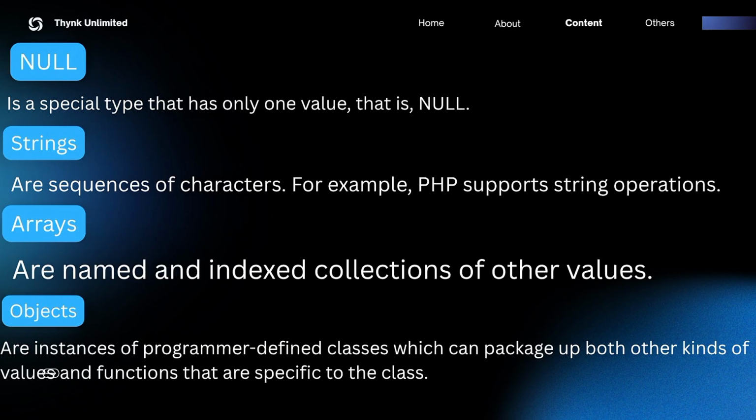Objects represent a more advanced data type in PHP. They are instances of programmer-defined classes, which are blueprints for creating structured data models. Objects can contain both variables, known as properties, and functions, known as methods, that belong to a specific class.